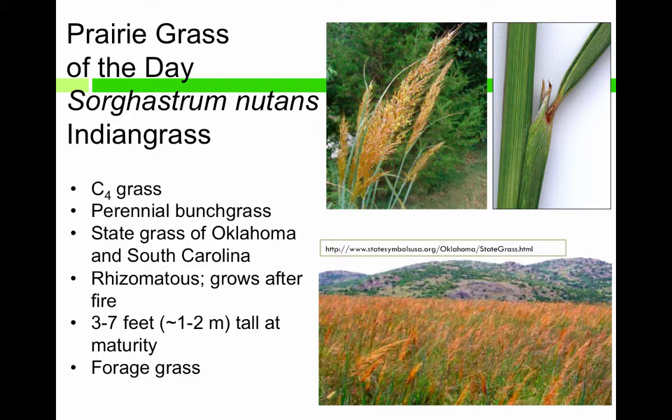It's a perennial bunch grass. It grows up from a common root mass. It's the state grass of Oklahoma and South Carolina. It can reproduce using rhizomes, which are underground stems, and so it grows back after fires really well. It can vary quite a lot in height, but it gets very, very tall, and it is a common forage grass, especially for things like bison.